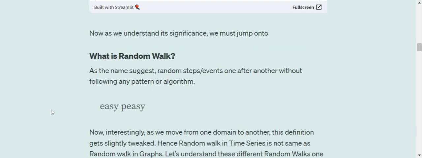It's a very easy concept, that is taking random steps or events one after the other without following any pattern. It's called a random walk. I think it's very intuitive also. Once you hear its name, random walk, it should mean that only. Like random steps or random actions that you start taking in an episode, one after the other, and you're not following any pattern.